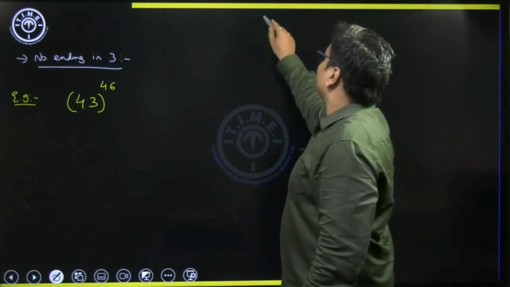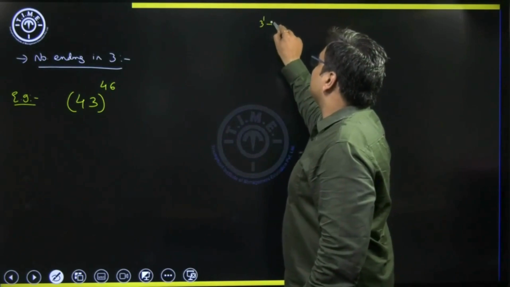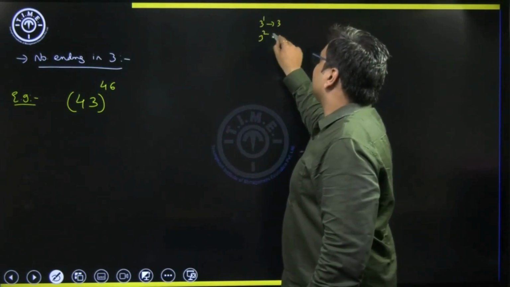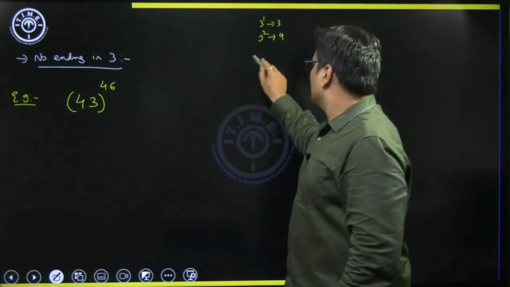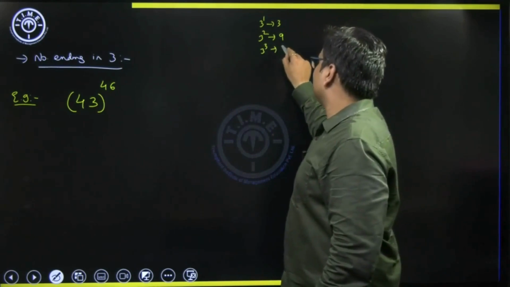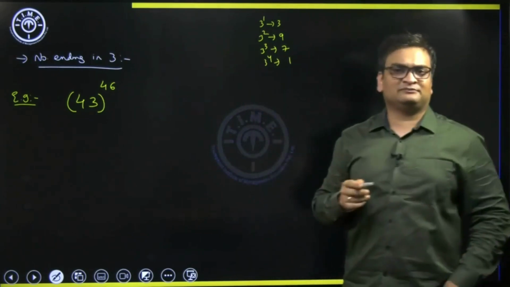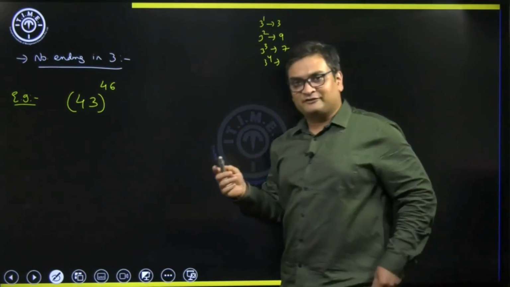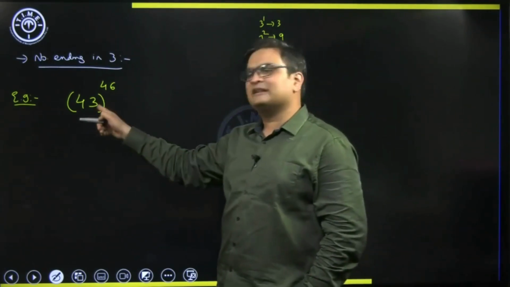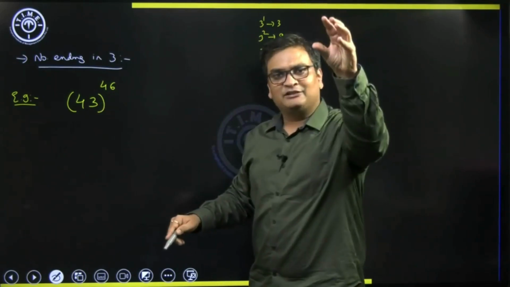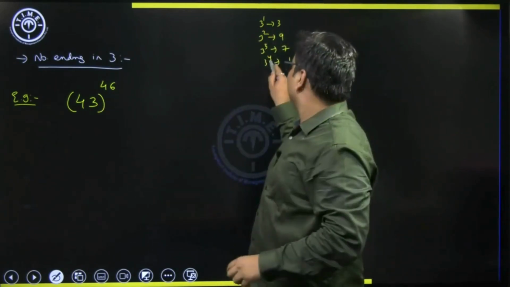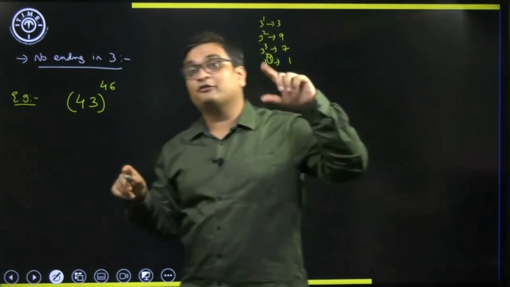So again, if you notice, for powers of 3, 3 power 1 ends with 3, 3 square doesn't end with 1, 3 cube doesn't end with 1, 3 power 4, 81, it ends with 1. So that means even in case of numbers ending with 3, for some power, you will definitely get a number ending with 1. Now what is that power? Power 4 it is, right?